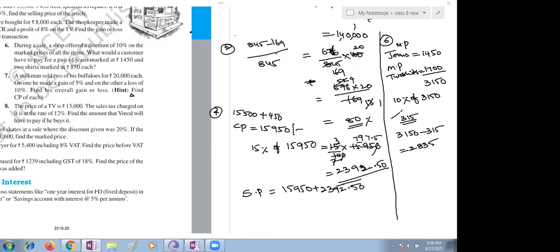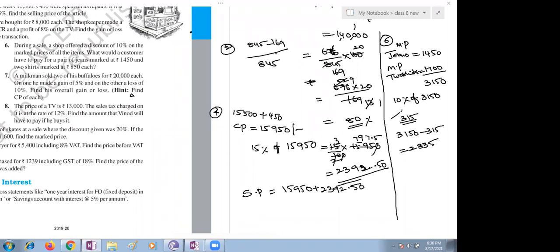Ma'am, the seventh sum is also the same as the fifth sum. It is 5% loss, ma'am. What is the question? A milkman sold two of his buffaloes for rupees, with 5% loss. The price is the same. 5% profit is there, 10% loss is there. So we can tell 5% loss is there overall. Overall loss, average.